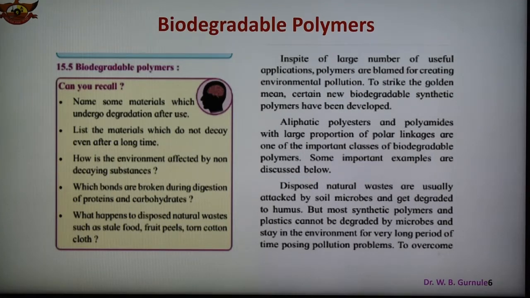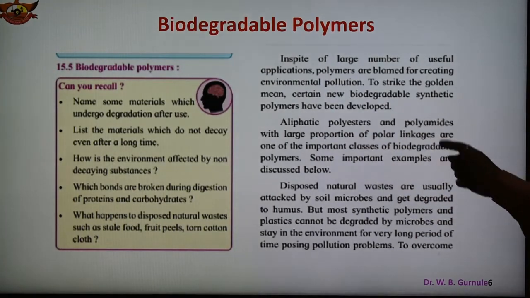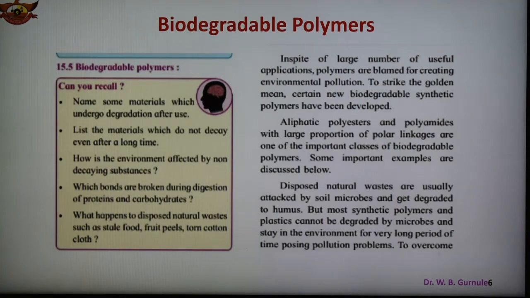Plastic is blamed for creating environmental pollution, and because of this, certain new biodegradable synthetic polymers have been developed. Aliphatic polyesters and polyamides, which contain polar linkages, are important classes of biodegradable polymers. So two important classes of biodegradable polymers are there: one is aliphatic polyester and the second is polyamide. Aliphatic polyester and polyamide are examples of biodegradable polymers.